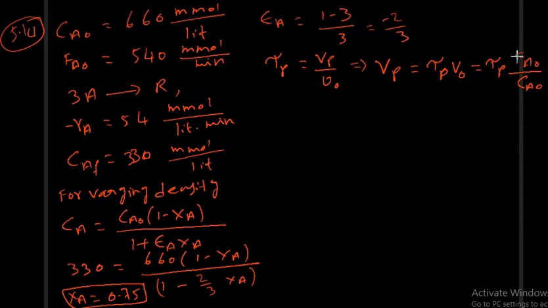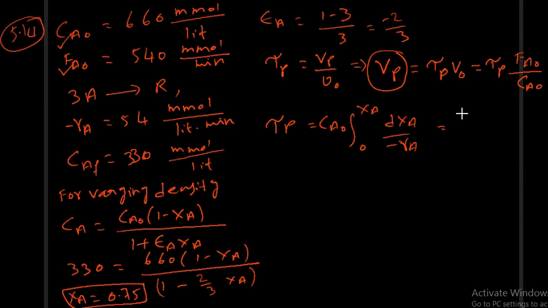So Fa naught value is there for us, Fa naught is given and Ca naught value is given, right? So Ca naught is given. What we need to calculate to get the volume of a plug flow reactor? We need to have tau P. So for tau of a plug flow reactor, which is equal to Ca naught integral 0 to Xa dXa by minus Ra, which is equal to, we can write it as Ca naught into Xa divided by minus Ra.